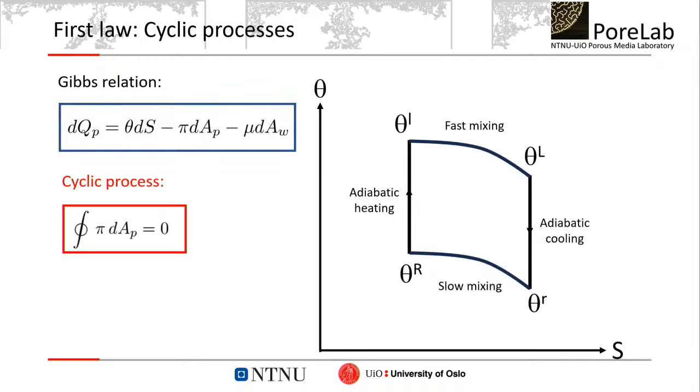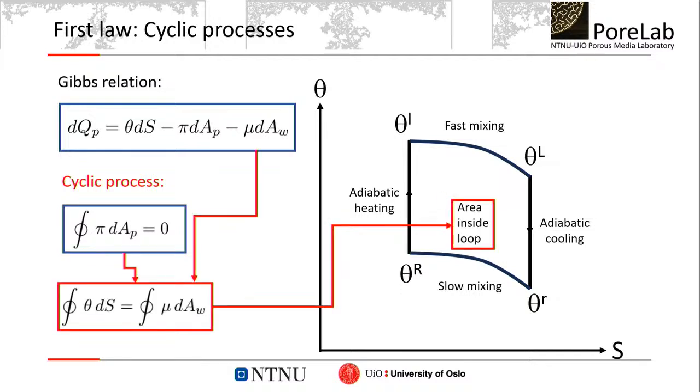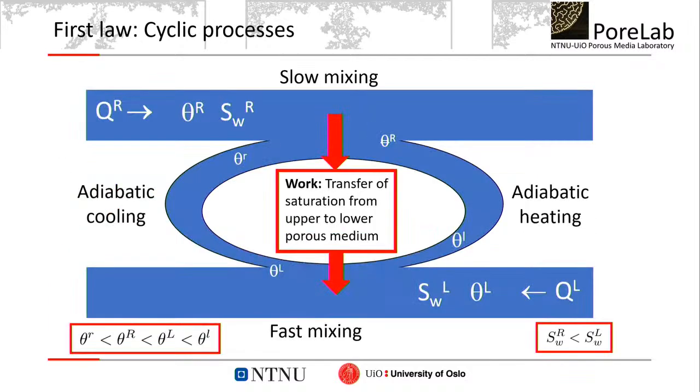Gibbs relation, and I can actually write it down like this. This is the diagram for that process I just gave you. So this is adiabatic cooling, slow mixing, adiabatic heating, fast mixing. I don't change this one, which means that it's a relation between the change here in the heat input into the system, and here is the work done. And what is the work? Well, that's a transfer of saturation from up here to here. So this is very complicated to analyze, but this is how you would go about it.